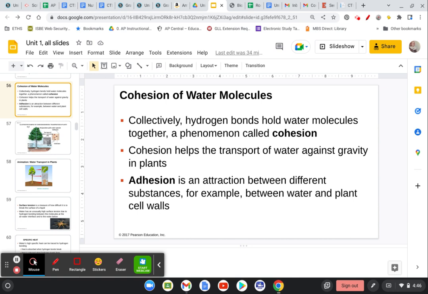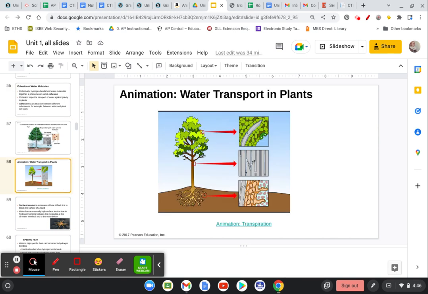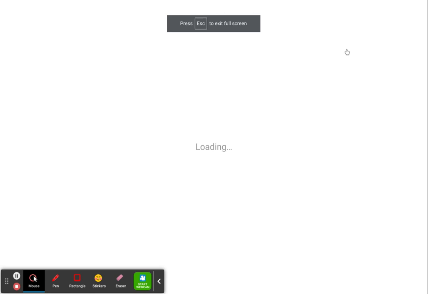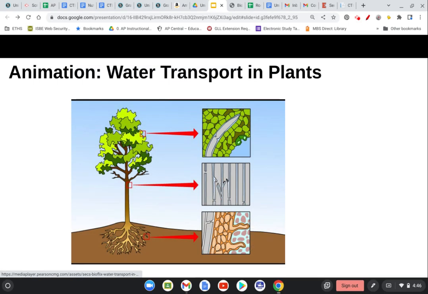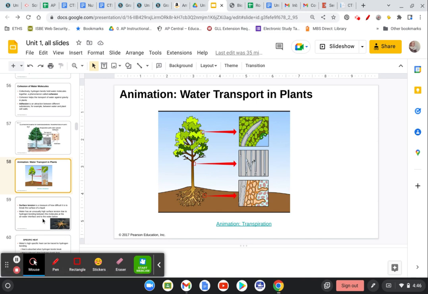Cohesion allows water molecules to stick to each other, and adhesion allows water molecules to stick to other non-polar covalent surfaces. There's an animation here that you can watch. I'm not going to do it right now, but if you go to the slide presentation, actually view it in presentation mode, you can click on that link and it will take you to a 48-second video that you can watch that kind of explains again what I went over last time if you're still a little confused on that.